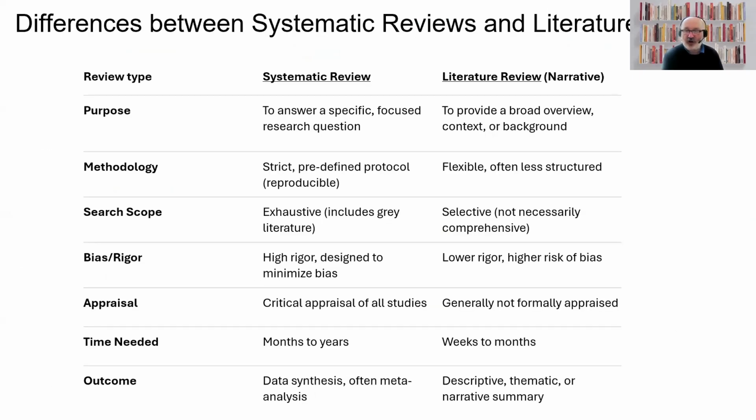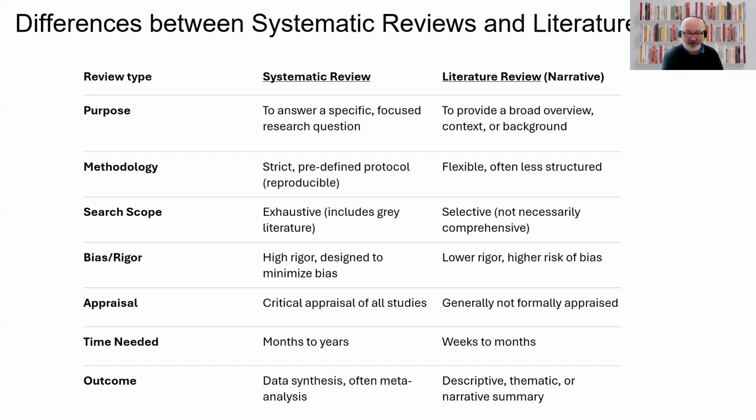Now, just to highlight the difference between a systematic review and a literature review. In a systematic review, you're trying to answer a specific, focused research question. In a literature review or a narrative review, you're providing a broad overview, context, or background. In a systematic review, the methodology is very strict, predefined. In a literature review, it's flexible, less structured. Your search in a systematic review is exhaustive. You're trying to find everything, and this can include grey literature. In a literature review, it's selective, not necessarily comprehensive.